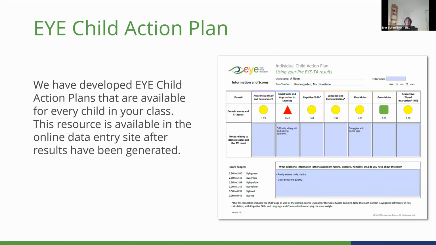We have developed EYE child action plans, and these are available for every child that is assessed with the EYETA. This resource is available in the online data entry site after results have been generated. The plans are pre-populated, as you can see, with the child's demographic information and EYE results, and give the teachers the opportunity to record their domain-specific observations. They were developed to help teachers analyze the report results, as well as to support them as they sit down with the school's multidisciplinary team and create a plan for the most at-risk children.